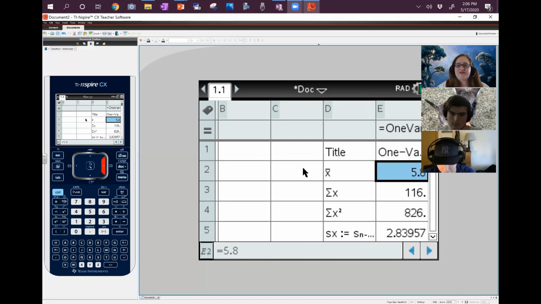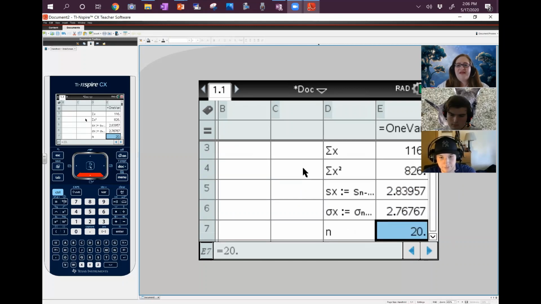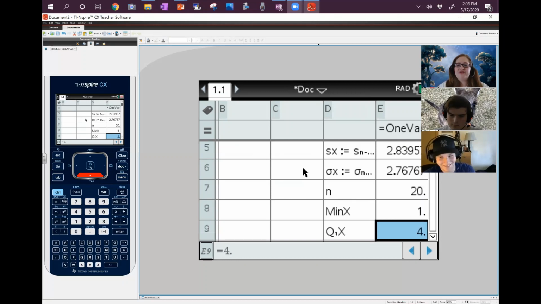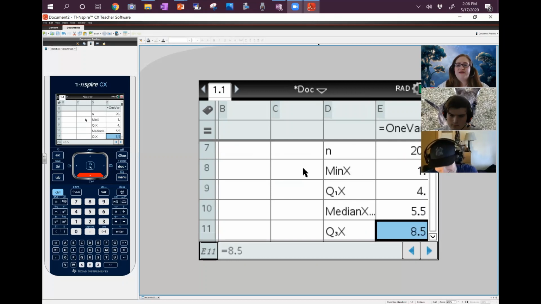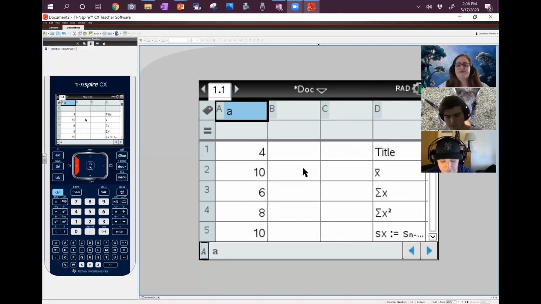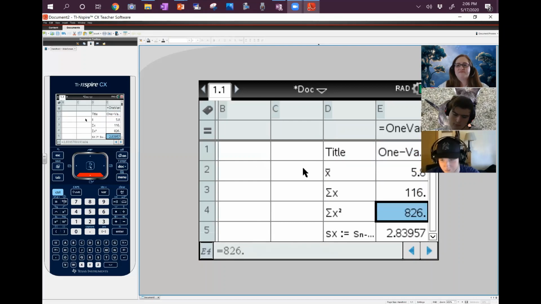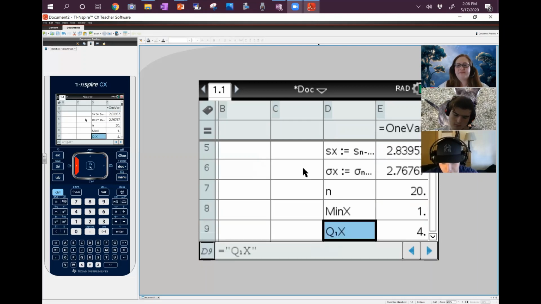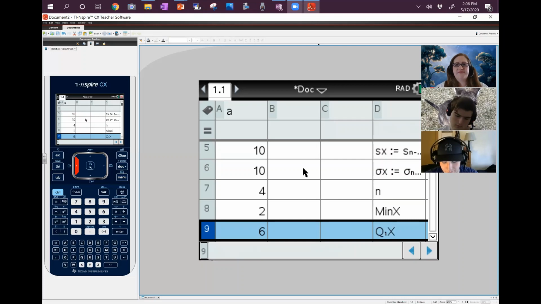X bar is 5.8. And then forget the other numbers besides N. N is the number of numbers. Minimum, quartiles, median, maximum, all that good stuff. Everything's in there. So really, all you need to do was type it into the calculator and say calculate. And there it is. It's the best part. I love it.